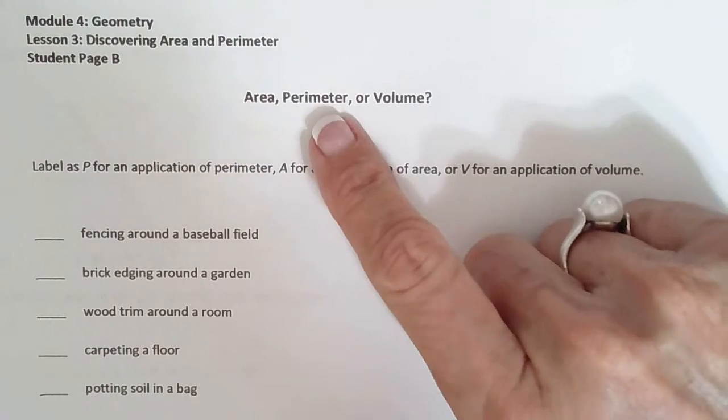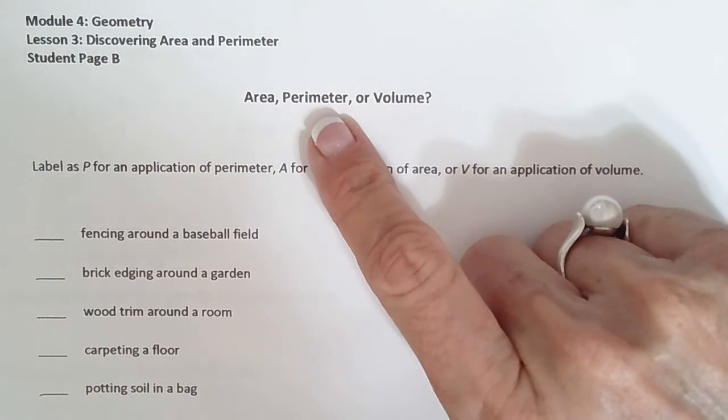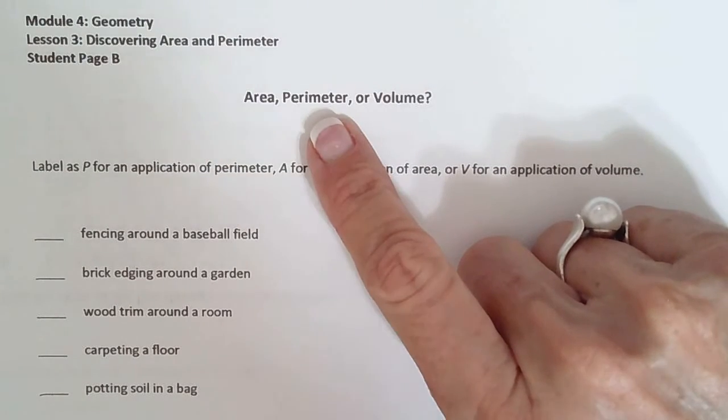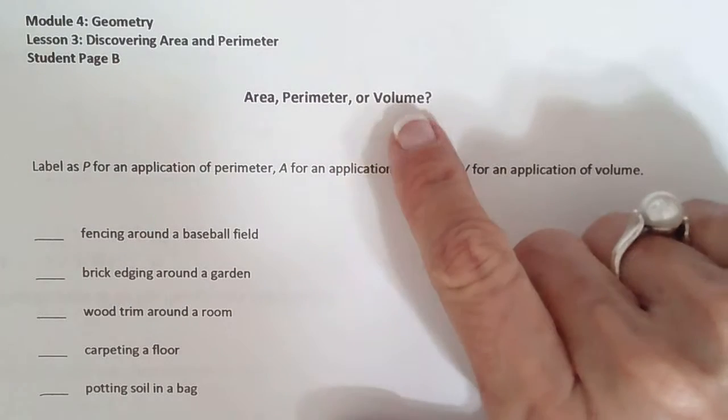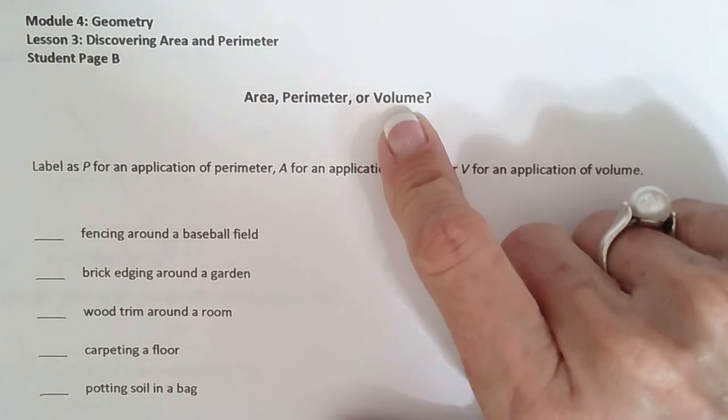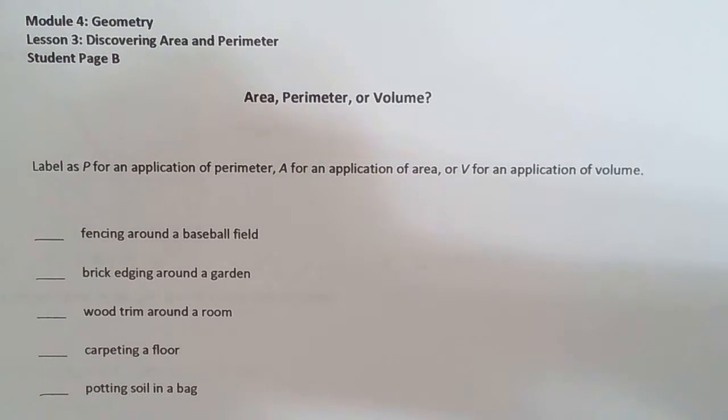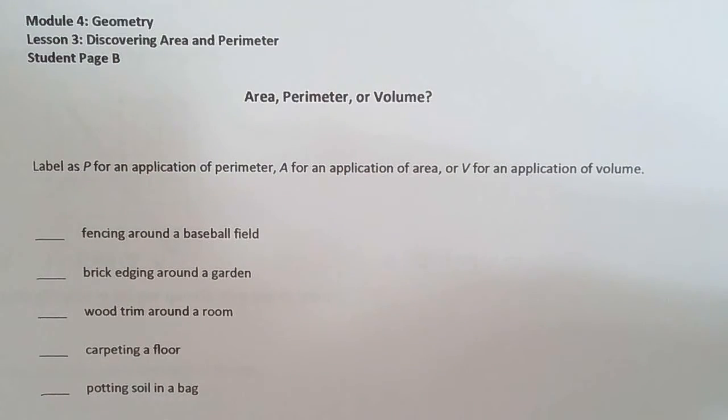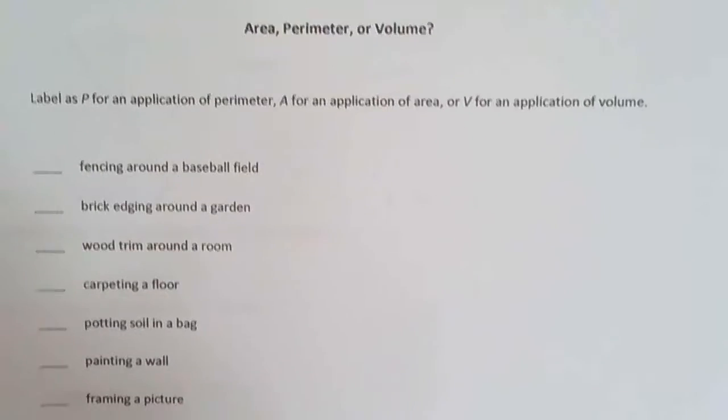Or when they're buying, what's that called? Baseboard, that's the perimeter. Or when you're filling up a jug, that's volume. So lots of times I notice students don't know the difference between those. So we're just going to do this quick little activity. That's all we're going to do in lesson 3. And then we'll go on to area, perimeter, and volume in 4 and 5.